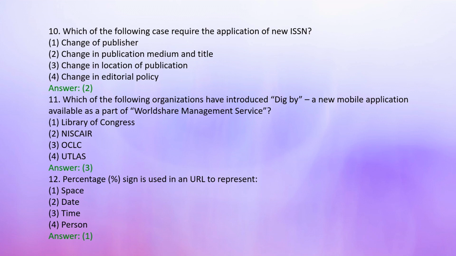Number 12. Percentage sign is used in a URL to represent number 1 space, number 2 date, number 3 time, and number 4 person. Correct answer is space.